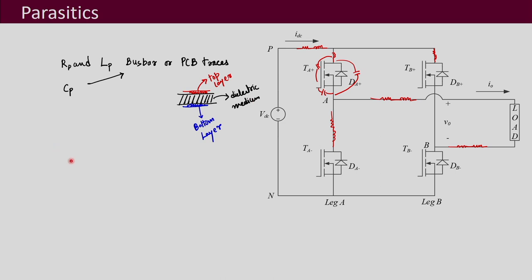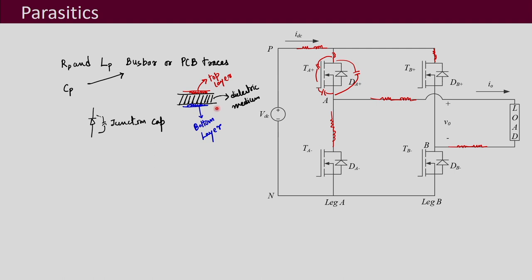Another source of parasitic capacitance is the junction capacitance of the diode. If you recall, we had discussed that here, wherever the junction is formed, you will have this junction capacitance. We saw that in the data sheet of the diodes. So those junction capacitances are also one source of these parasitic elements.